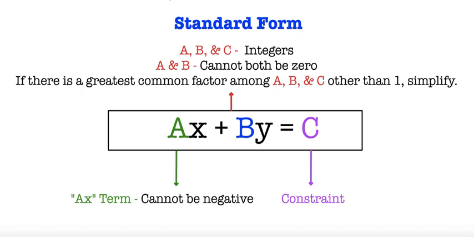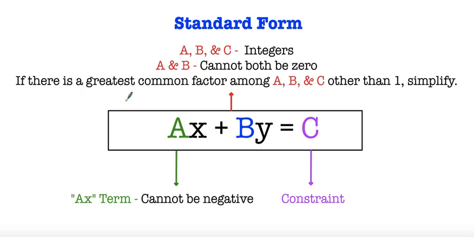For example, if we had 0x plus 0y is equal to 5, that would be 0 is equal to 5, and that would not be true. So a and b cannot both be equal to 0. And if there is a greatest common factor among a, b, and c other than 1, then we simplify. The term ax cannot be negative, and c is a constraint.